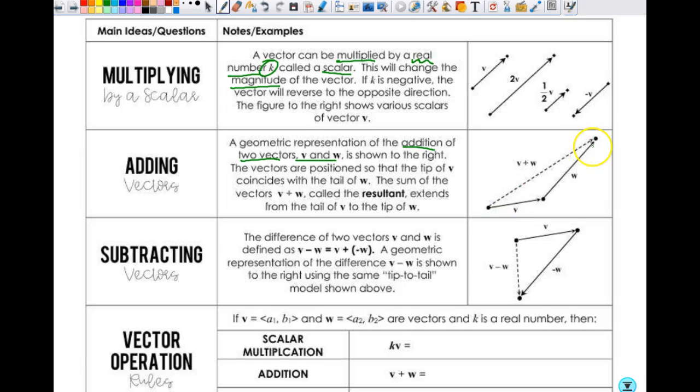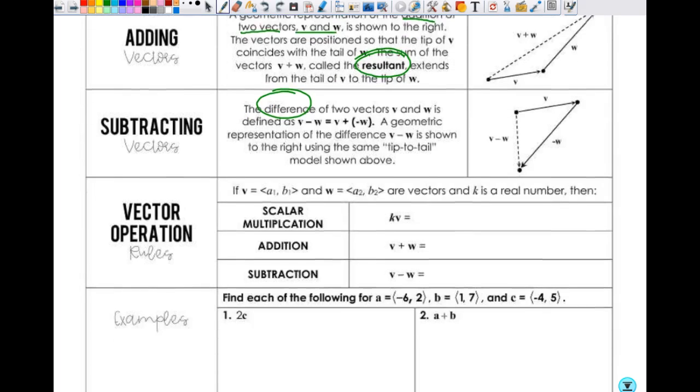Shortest distance between 2 points is a straight line. The vectors are positioned so that the tip of v coincides with the tail of w. The sum of the vectors v plus w, called the resultant vector, so that's a word that'll come up again, extends from the tail of v to the tip of w. So you just think about how you can snap them together and then connect them to make a triangle.